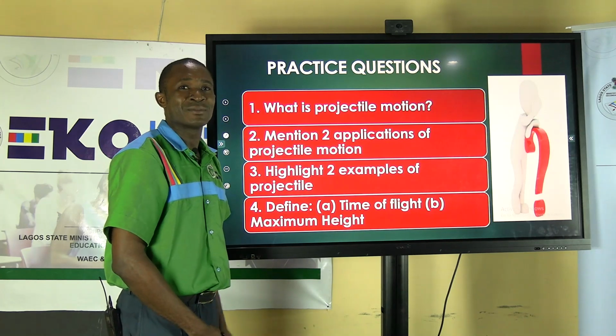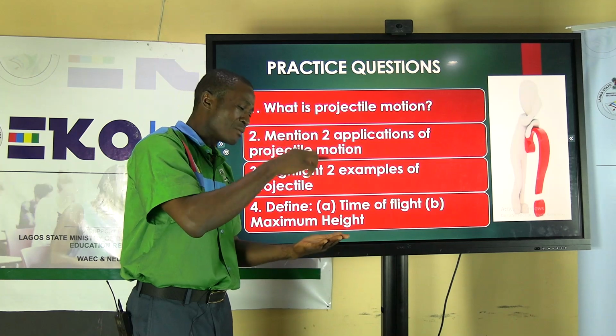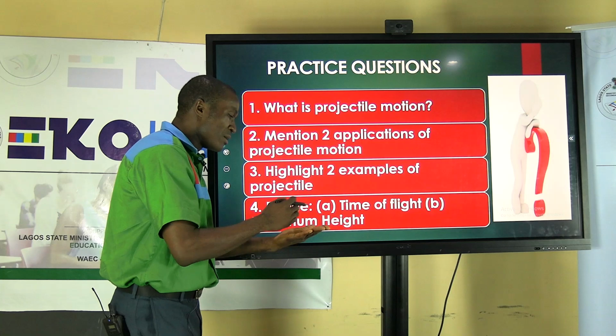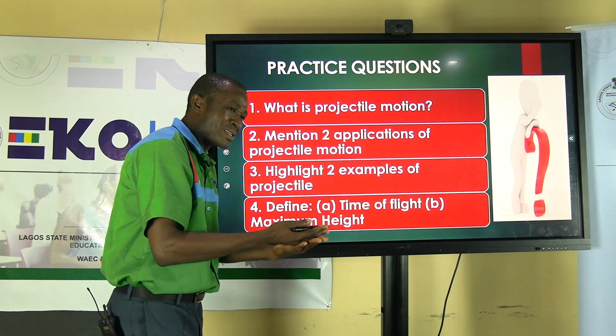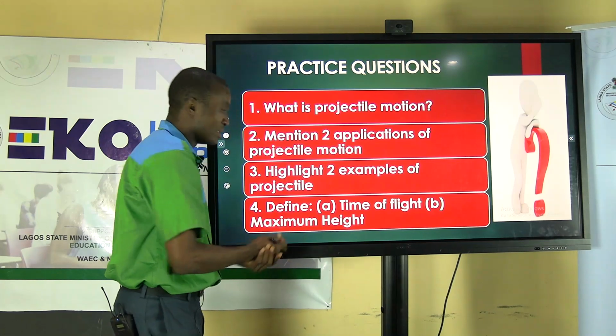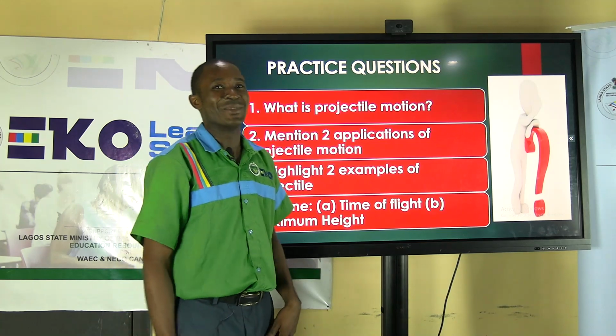Now, time of flight. The time taken to leave the horizontal point of projection and return back to the same level. And the distance between the horizontal part and the highest level attained is what we call the maximum height. With this, I want to believe you have learned something.